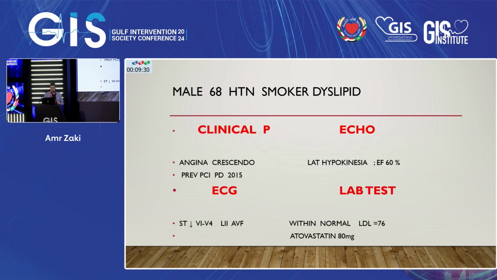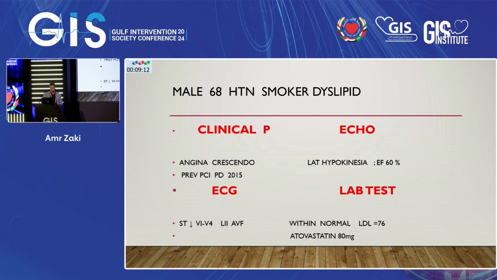Our first case is a male, 68, hypertensive, smoker and dyslipidemic. He presented with crescendo angina during the last 3 weeks, with a previous PCI to the PD 8 years before, in 2015. He has lateral hypokinesia with ejection fraction 60.